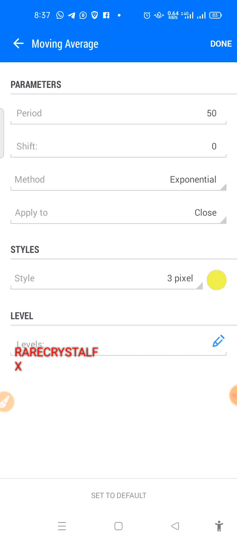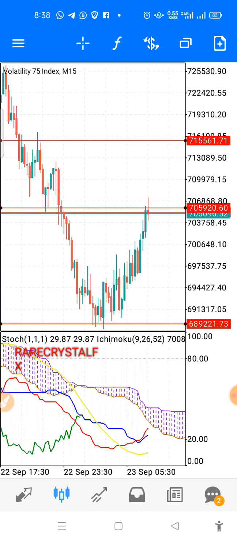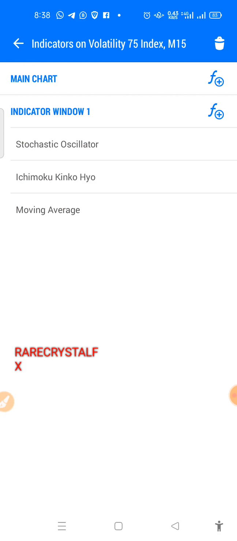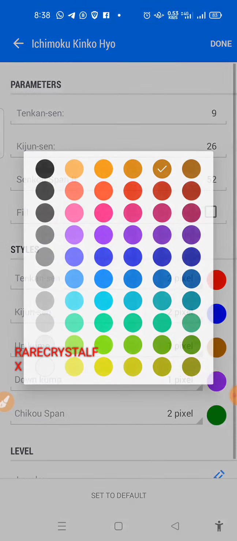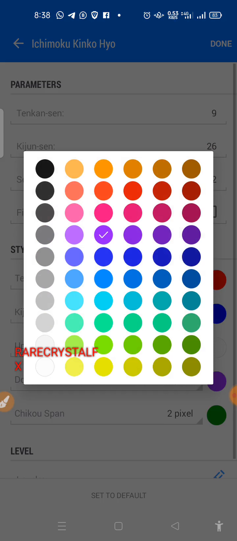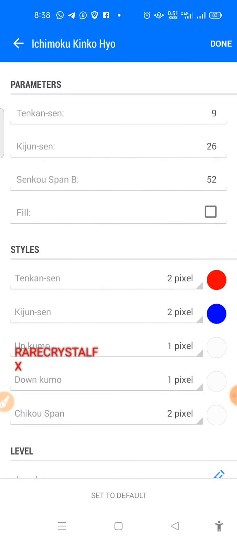Okay, use moving average 50 exponential. Okay, now let's go to Ichimoku. Now the Ichimoku, the first two, let them have color. The last three, change the color to colorless.